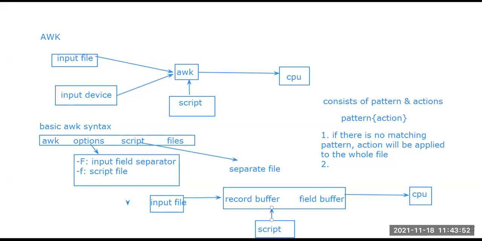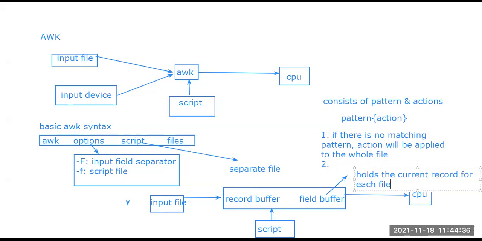The field buffer is used for each field in the current record. How many fields are there? Fields means I am talking about the columns. That current record data is held in the field buffer. So the field buffer holds the current record of each file, right?